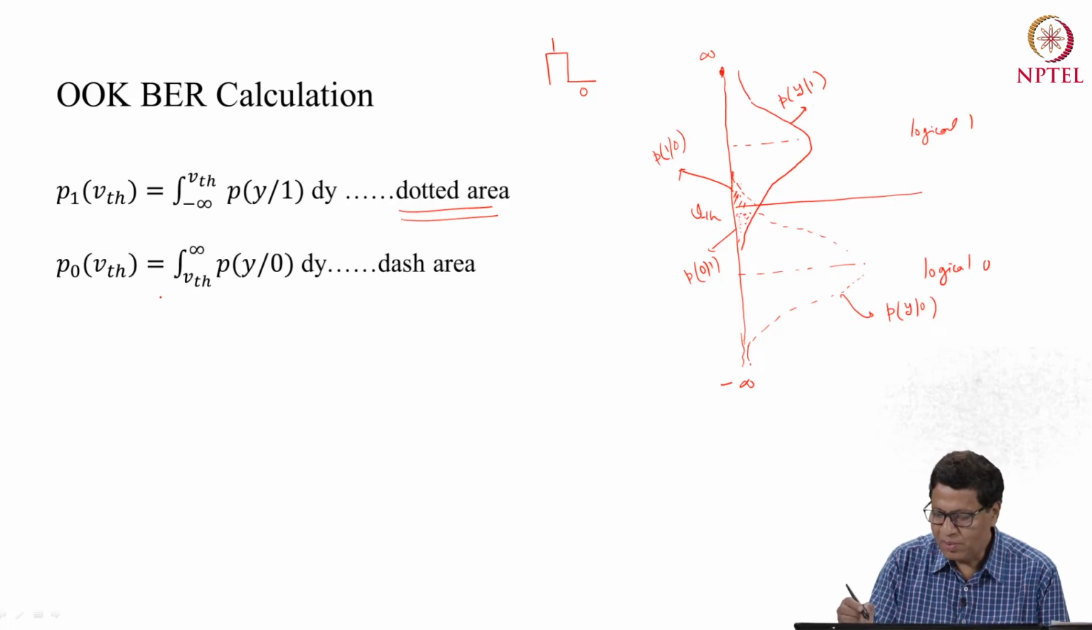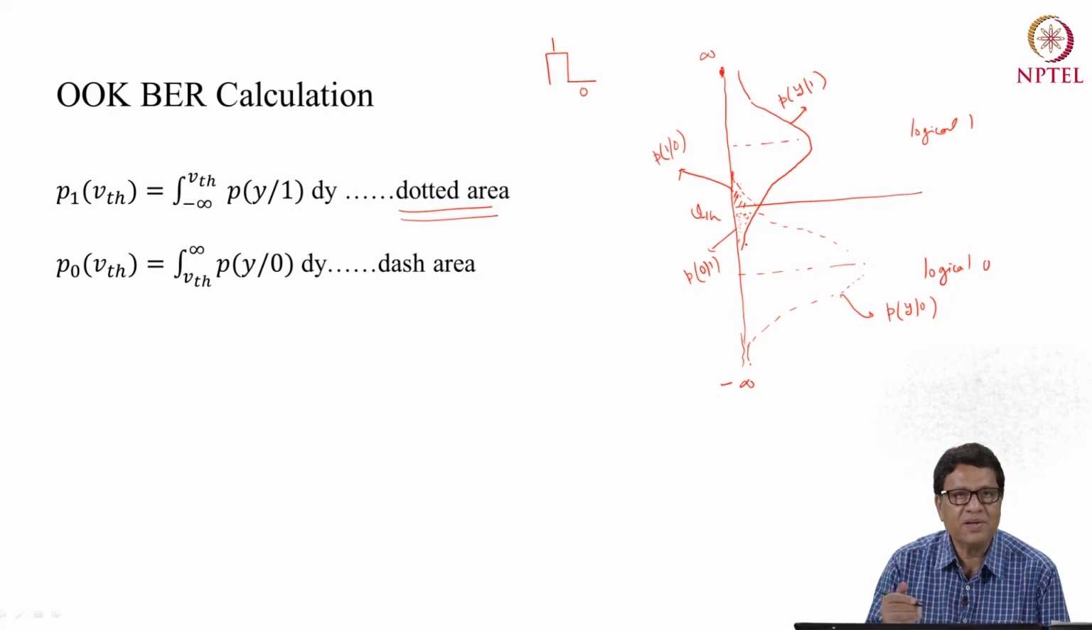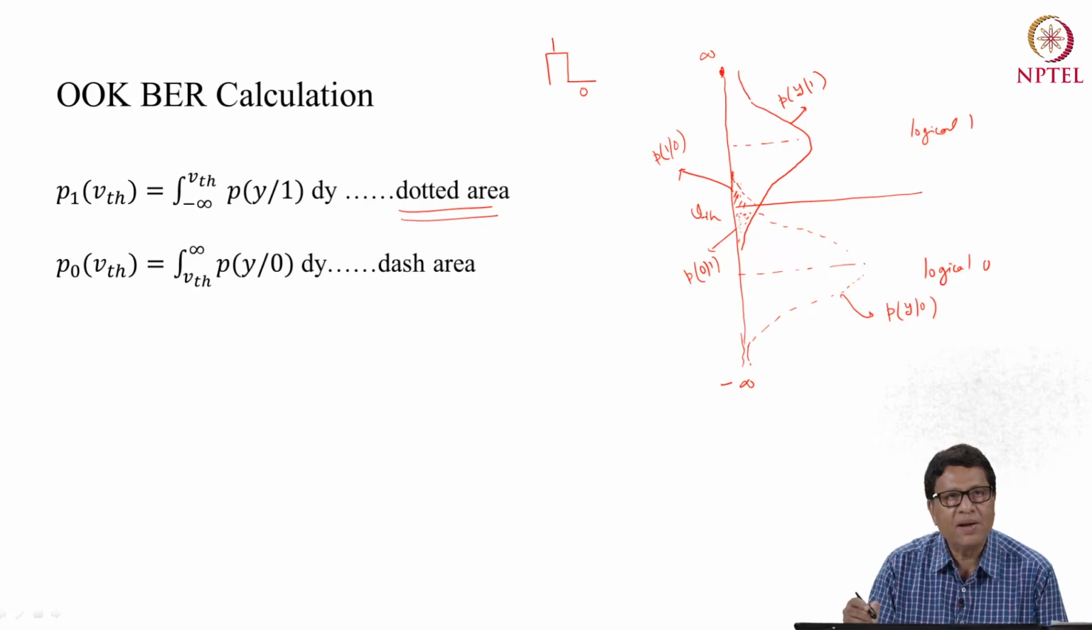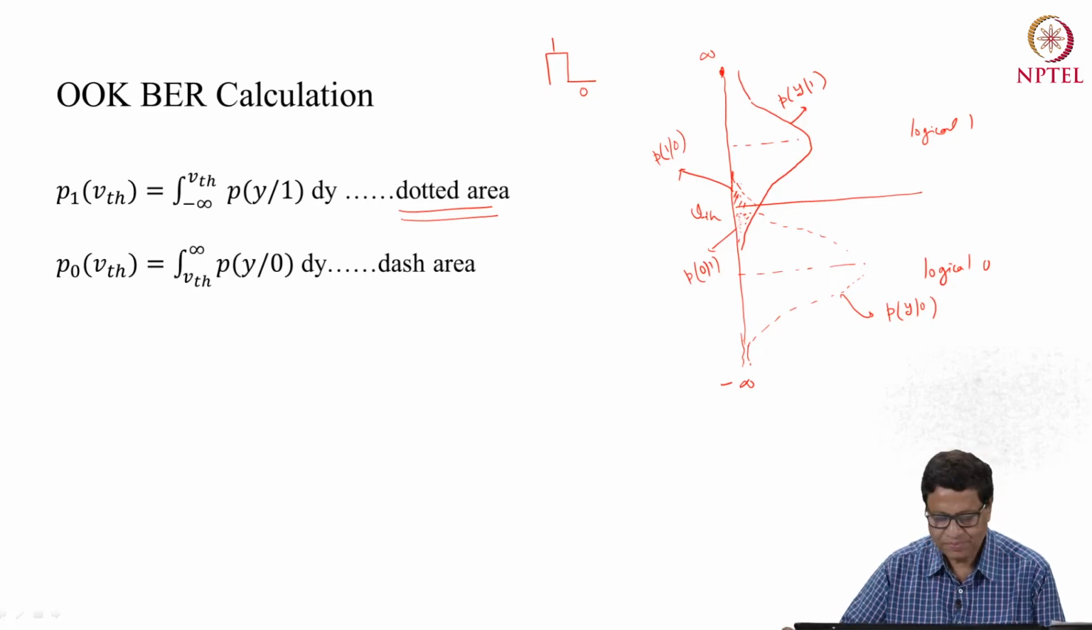So we need to calculate these two areas. This is actually error in the system because I had transmitted 1 and received 0. In the other case, I had transmitted 0 and received 1. So I need to calculate these two areas, which will define the total probability of error, or bit error rate.